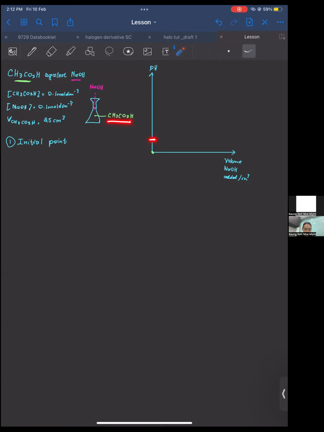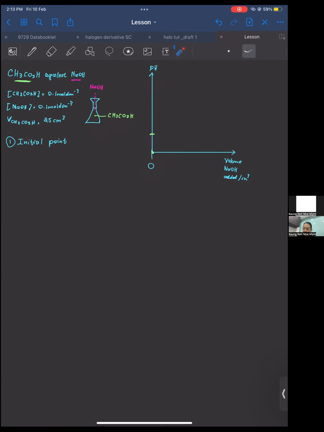But if I flip the question and say we are titrating NaOH against ethanoic acid, then you must realize that it will be NaOH that is inside the conical flask. The initial pH will therefore be very high, very alkaline. But for this question, it is ethanoic acid that is in the conical flask. So we are going to start at a very low point. Now, at the initial point, we are going to calculate the pH when there is 0 NaOH being added, which means it is just a beaker of ethanoic acid, correct?